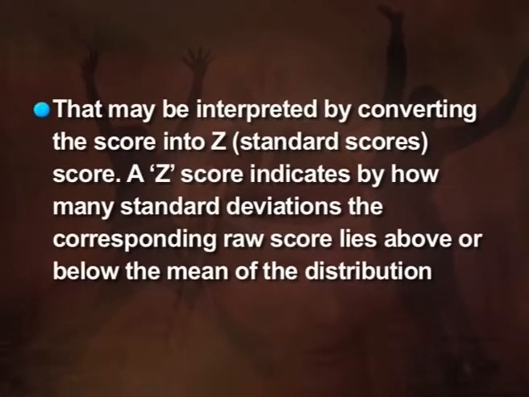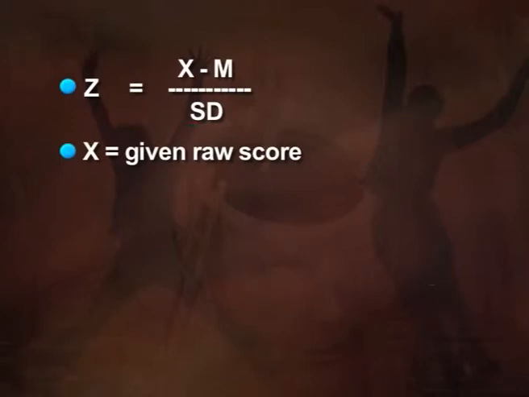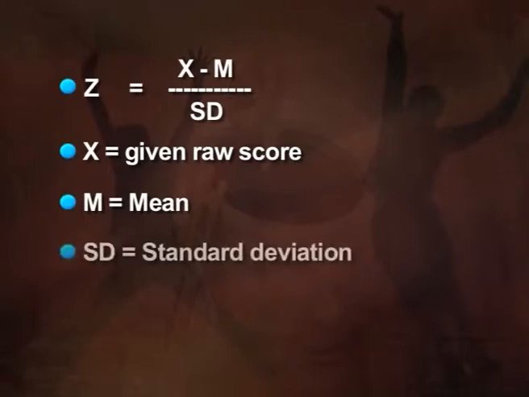That may be interpreted by converting the score into Z standard scores. A Z-score indicates how many standard deviations the corresponding raw score lies above or below the mean of the distribution. This statement is put into the form of a formula that we can see as Z is equal to x minus m by SD, where x is equal to the given raw score, m is equal to the mean, and SD is equal to standard deviation.